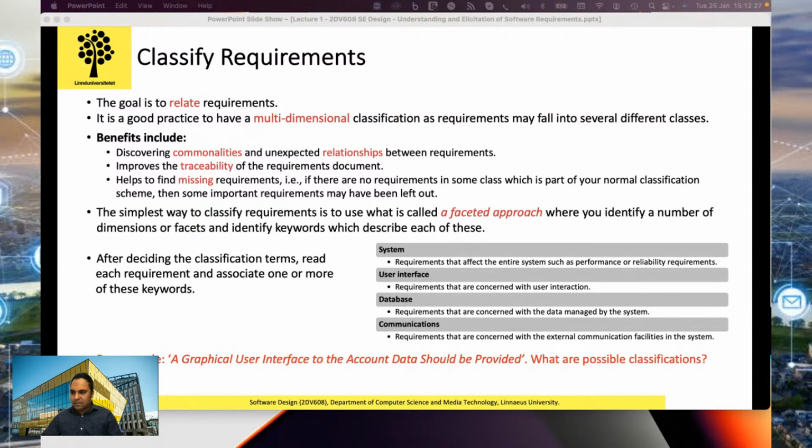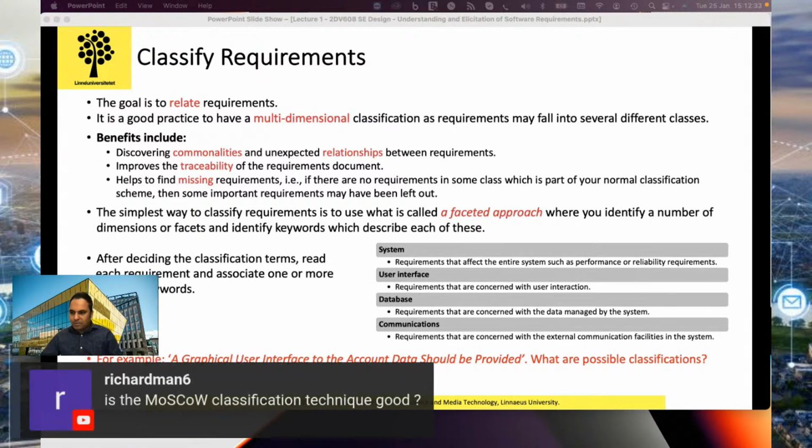Yes, this is also a good classification technique, MoSCoW, as one of the participants mentioned. But you can use any classification technique for your requirements. As far as I remember, there is also a requirement for the assignment that you need to classify your requirements. Pick any one and do your classification.